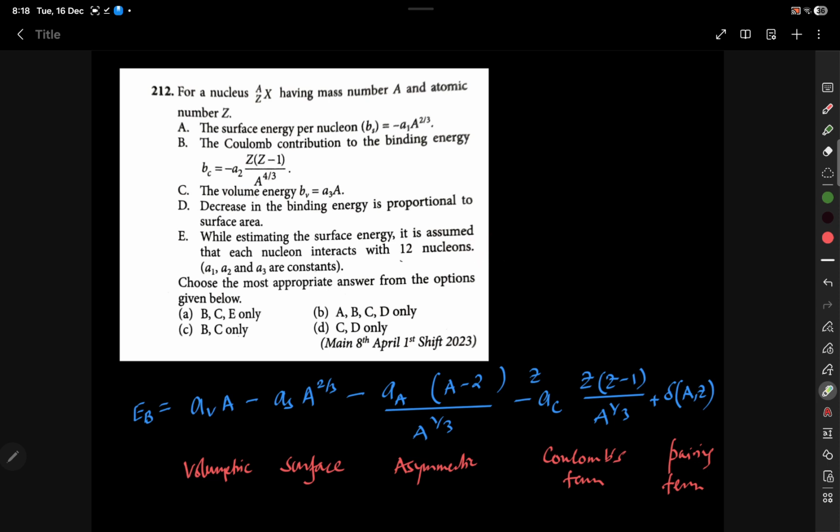And the fourth one is decrease in the binding energy is proportional to surface area. So if this is the surface, binding energy will decrease if this is increased. So obviously decrease in binding energy is proportional to the surface area. So this is also correct. So C and D are the correct options.